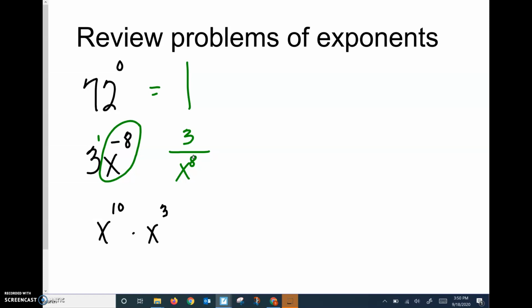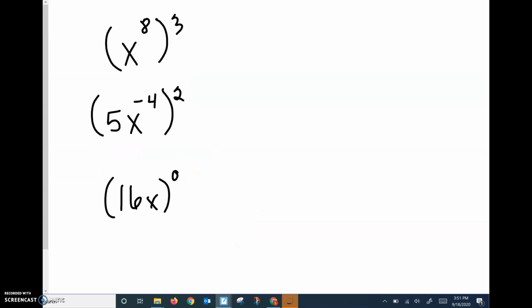All right, in the next one, it's multiplying. So if you remember this rule, this is going to be where we add these exponents. So keep your base, and 10 plus 3 is going to give us 13. So remember, keep your base, add your exponents. All right, stop the video, give it a try, see if you can do these before you go on.